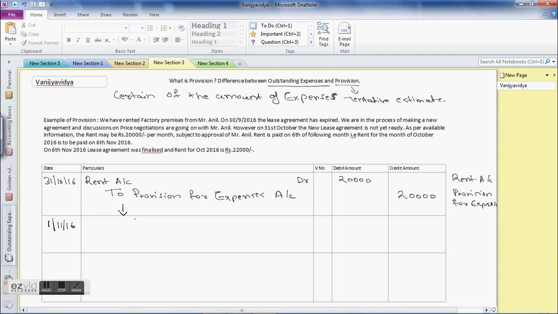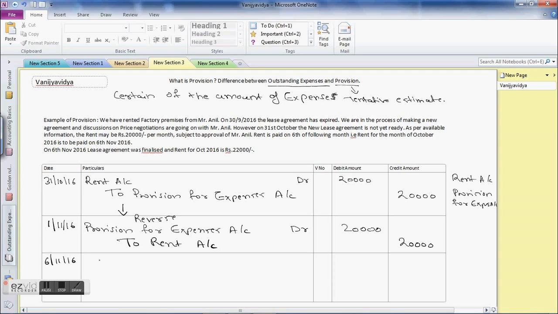Now this entry, we will reverse it. The entry will be provision for expenses account debit 20,000 to rent account 20,000. And then when is the rent paid?